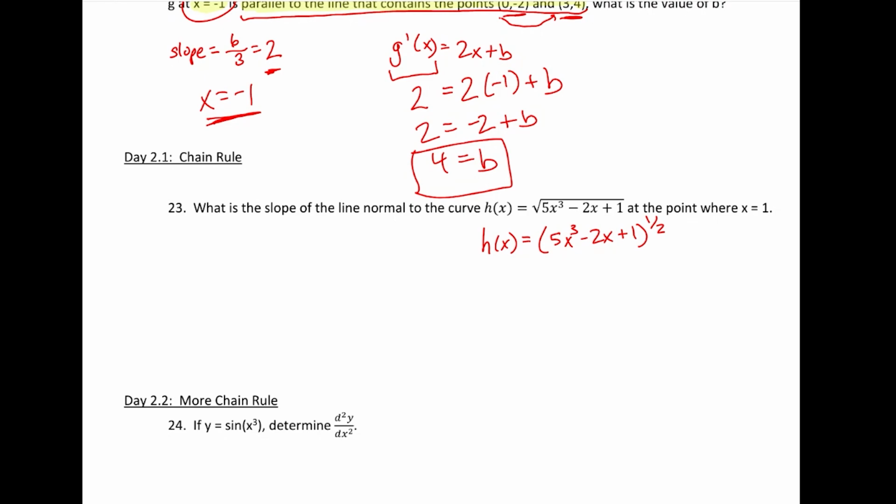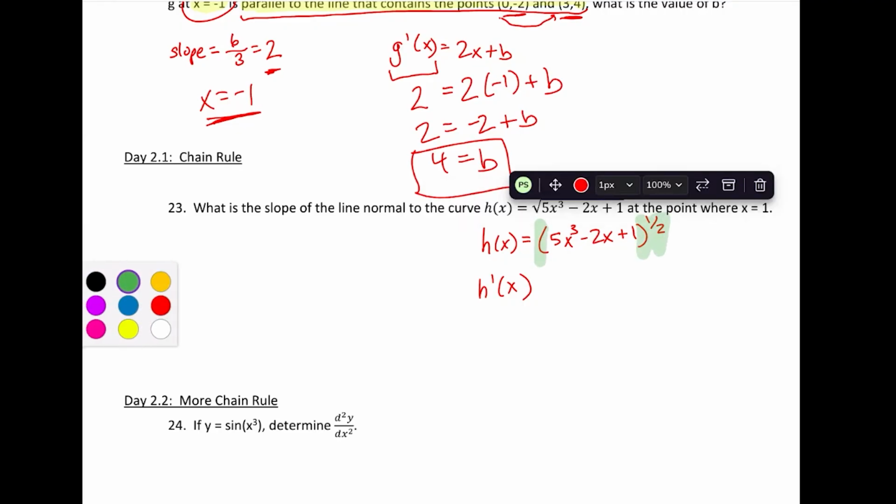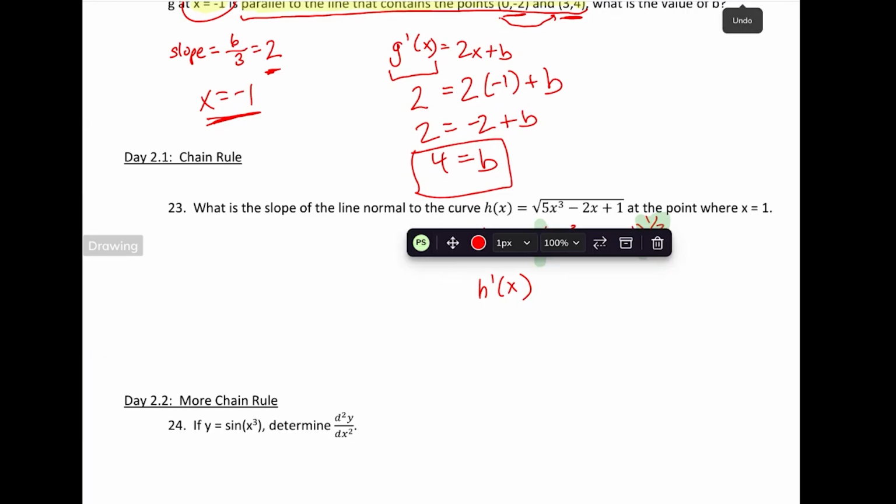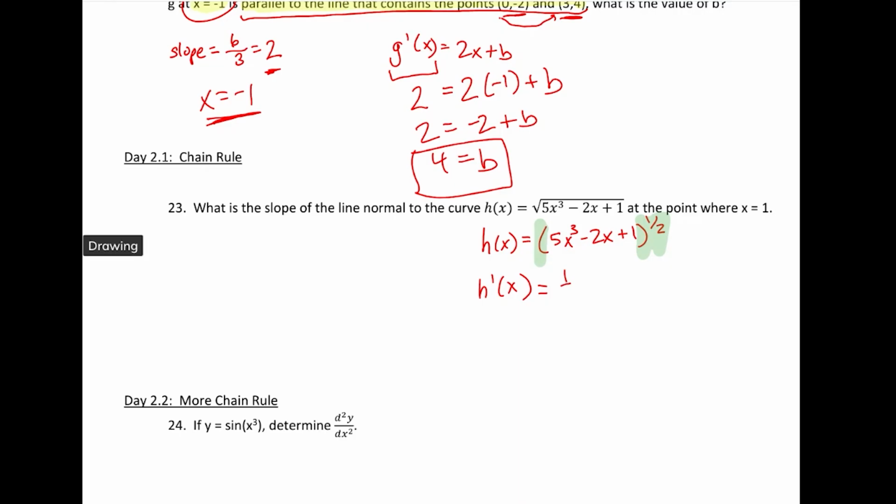So when you use the chain rule, you're going to find the derivative of the outside function, which in this case is something to the 1/2 power. You can differentiate that using the power rule and bring that power down with 1/2, and then subtract 1 from the exponent. So that'd be to the -1/2.